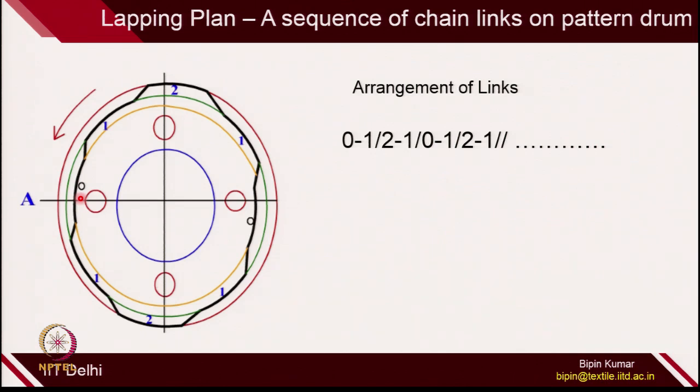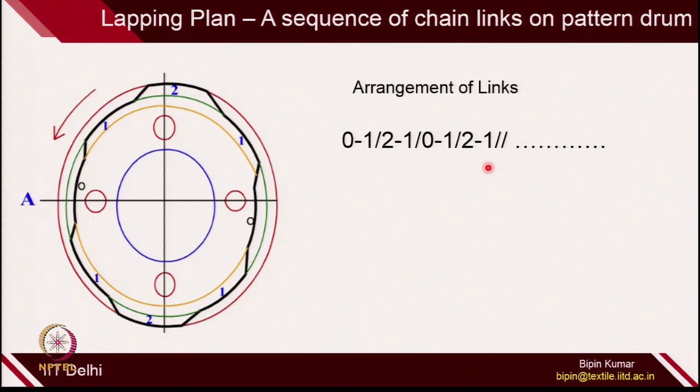So, this is how, when the pattern drum rotates, this is the sequence of shogging motion you achieved. So, you first did 0 to 1 overlap, then 1 to 2 underlap, then 2 to 1 overlap and then 1 to 0 underlap, and then 0 to 1 overlap, then 1 to 2 underlap and 2 to 1 overlap, then 1 to 0 underlap, and this is how one rotation is completed.